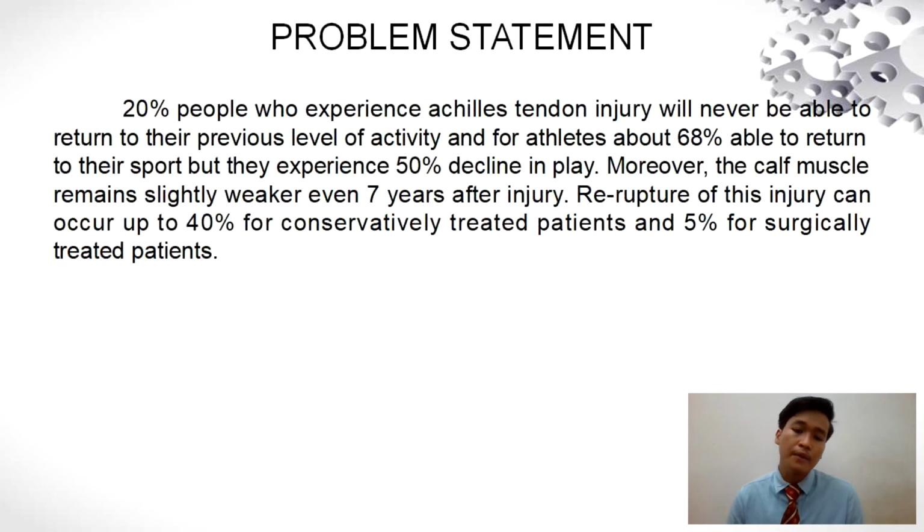So what's the difference between surgically and conservatively treated? Surgically, they undergo a surgery to hold the tendon together again. For conservatively treated patients, they let the tendon heal itself without undergoing any type of surgery. So if we look at the statistic, 40% re-rupture is quite high for conservatively treated patients.